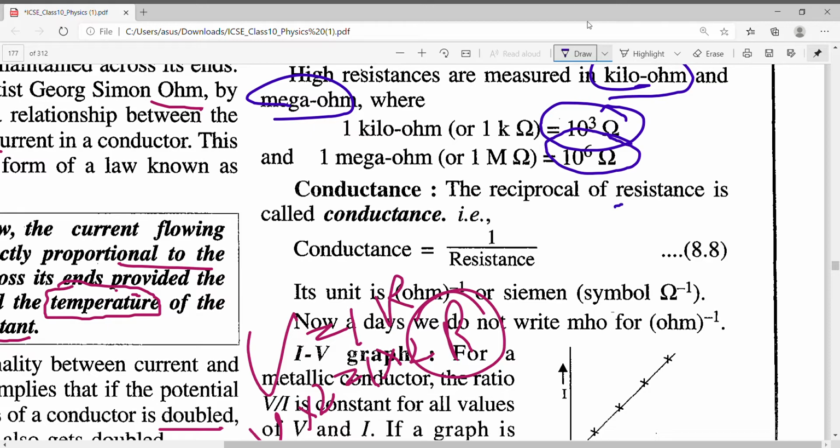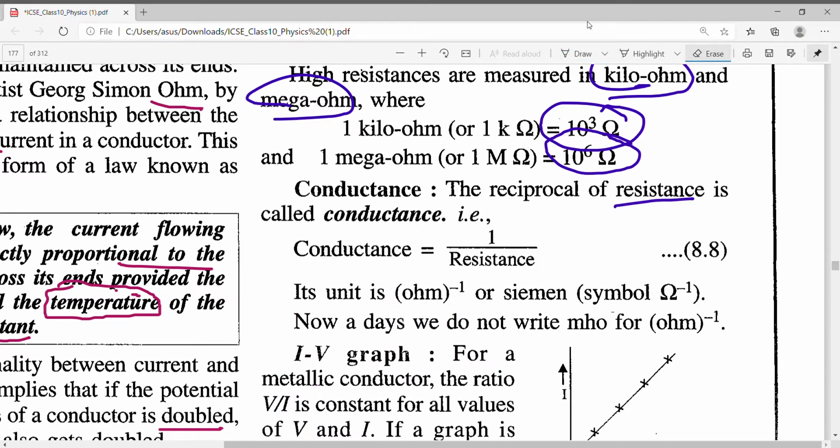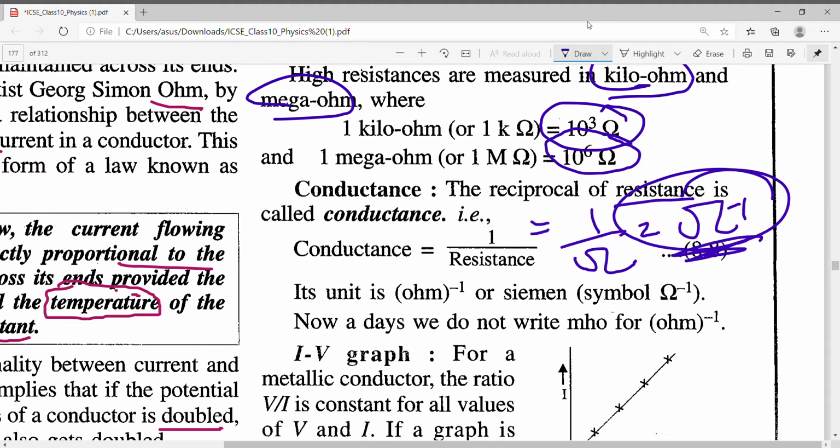So conductance is the reciprocal of resistance. Basically, conductance means the ability to conduct the current, right? But if you write the definition as ability to conduct the current, that's very wrong. You have to write that the reciprocal of resistance is conductance. So conductance is 1 upon resistance. If the unit of resistance is 1 ohm, then what will be the unit of conductance? If conductance is 1 upon resistance, then 1 upon ohm. This is the unit of conductance.